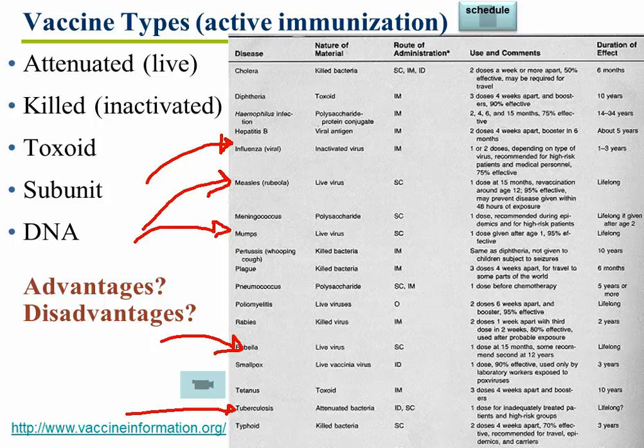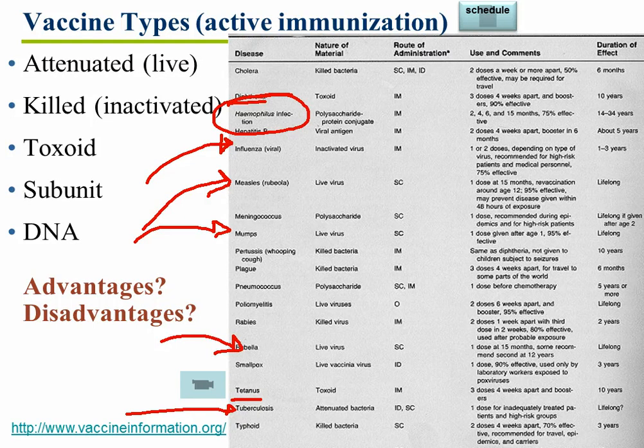There are only a couple. Diphtheria and tetanus down here. This is inactive toxin, exotoxin, no longer toxic, but still immunogenic. No way to get the disease. Then there's subunit vaccines. These are very often made by genetic engineering. For example, look at the HIV vaccine.